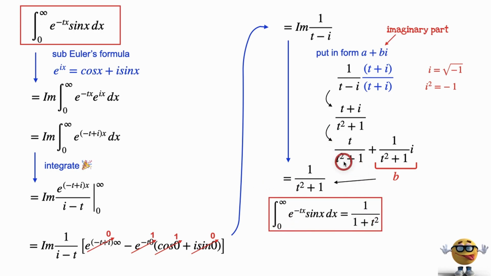Just as a note, this real part is our answer if we had a cosine here in the integral instead. So just as a bonus, we get another integral out of it. The integral of e to the negative tx cos x from 0 to infinity is, in this case, the same, but it's not always the same. It's the real portion of this integral.